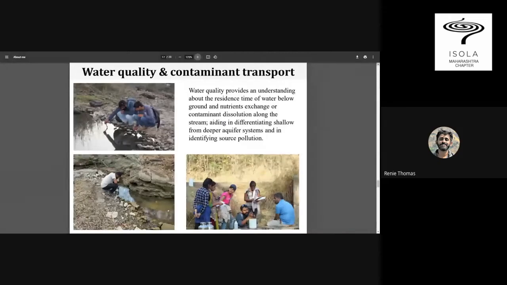And the other important aspect is water quality. When we're talking about water availability, we also need to understand quality, because quality plays a big role, not just because we need clean water, but also because certain trees and certain plants can only survive if there is the right amount of nutrients or exchange that happens.